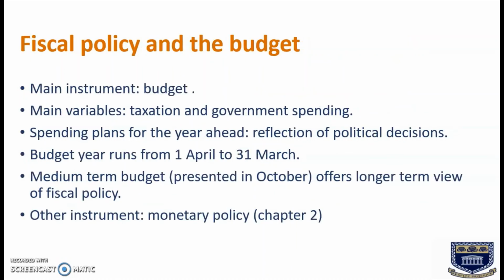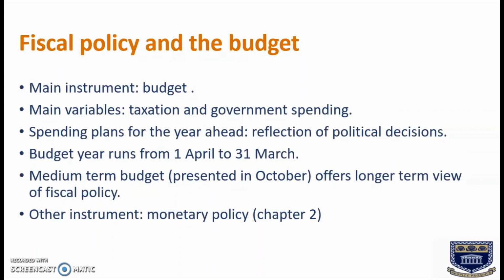Fiscal policy and the budget. The main instrument of the fiscal policy is the budget, having main variables as taxation and government spending. The spending therefore plans for the year ahead with the reflection of political decisions. The budget year runs from the 1st of April to the 31st of March each year. There is also a medium-term budget that is presented in October, which offers a longer-term view of the fiscal policy. Another instrument that is used to smooth the business cycle is monetary policy, which we did in chapter 2.